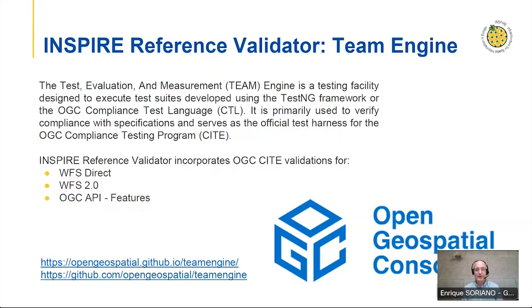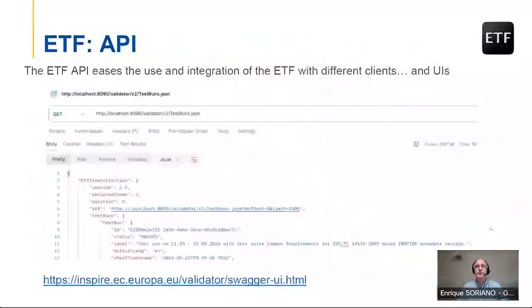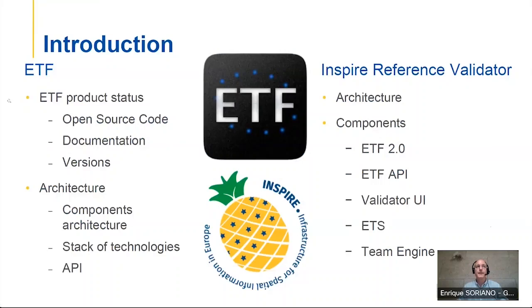So, in summary, for this first part of the technical introduction, we wanted to make clear these two concepts, at a technical level, but still a high level, of the ETF, the product, and the components, and how it can work as a standalone, and can be particularized for your needs if you want to incorporate your own ETS, and then how the INSPIRE Reference Validator uses it in its own architecture, which has more enhancements, and through all these components, which is the ETF 2.0, the UI using the API, the INSPIRE ATS and ETS, and the integration for this ETS with an external source, which is the TEAM Engine.